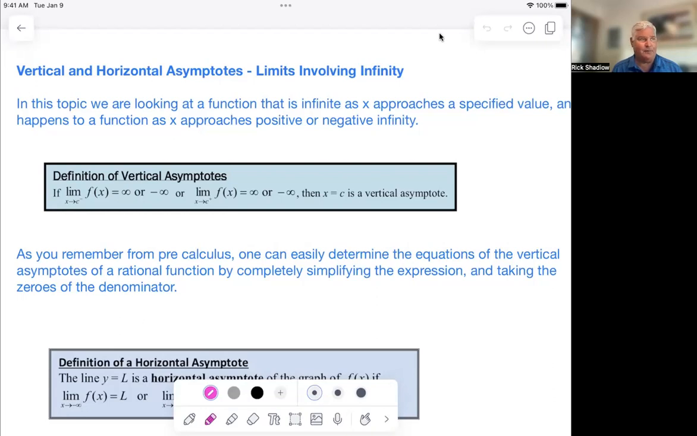So again, the function's typically undefined there at x equals c. And if you remember from your pre-calculus days, it's typically a rational expression where this occurs, a polynomial over a polynomial. In that scenario, if you simplify that expression, taking your removable discontinuities out, simplifying the expression as much as you can, the zeros that remain of the denominator would then be your vertical asymptotes.